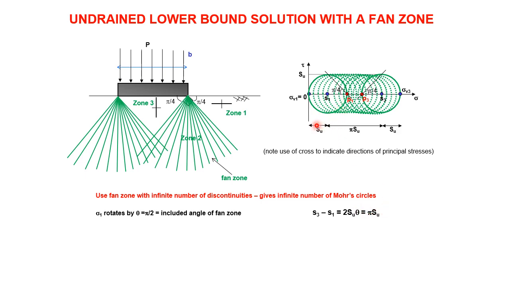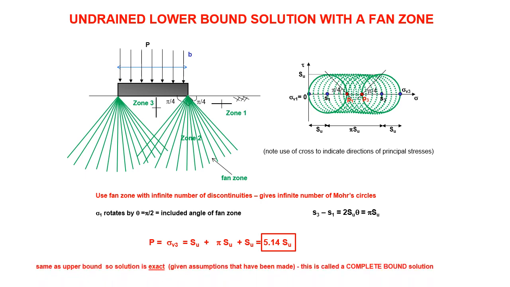So you can see where the solution's coming. That's su, that's pi su, that's su, and we've got our 5.14 su. So there we are, with the lower bound giving you exactly the same answer as the upper bound. So the solution is exact. Upper and lower bounds have given you exactly the same answer. This is called a complete bound because they give you the same answer. That generally won't be true; upper and lower bounds won't give you the same answer. But you can see how relatively simple methods can give you very powerful answers.